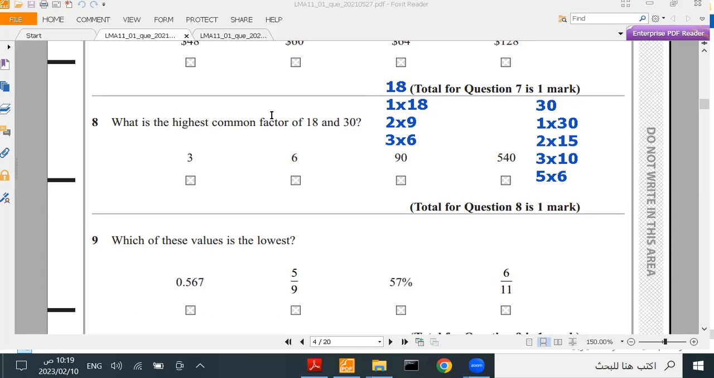Okay. So first the common ones: I have 1, I have 2, I have 3, and I have 6. Very good. So which one is the highest? It's the 6. That's the idea. So the highest common factor between 18 and 30 is 6. Very good. We need to focus: when we solve questions like these, we find the factors, then see which one is the highest and pick it. Okay. Now let's move on to the next question.